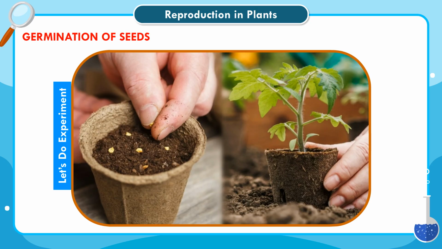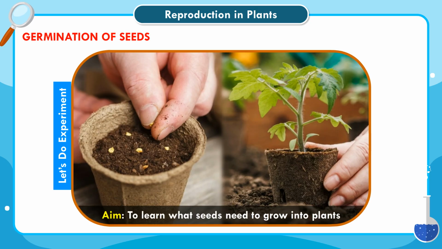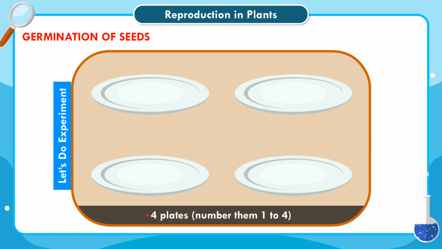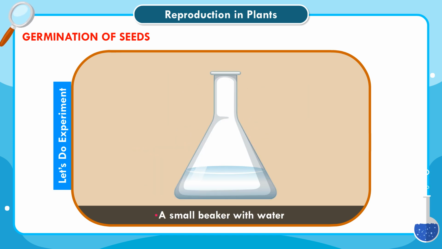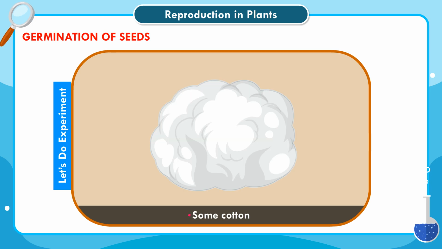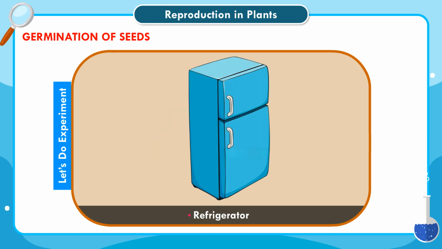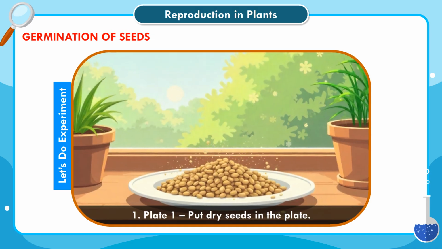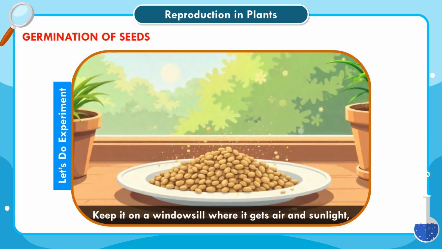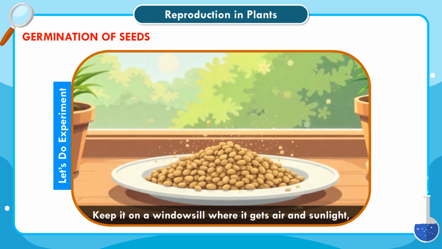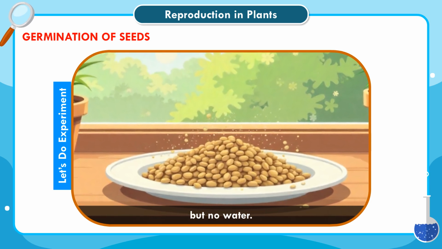Let's do an experiment. Aim: to learn what seeds need to grow into plants. Materials required: 4 plates, number them 1 to 4. Some dry gram seeds. A small beaker with water. Some cotton. Refrigerator. Steps. 1. Plate 1. Put dry seeds in the plate. Keep it on a windowsill where it gets air and sunlight, but no water.